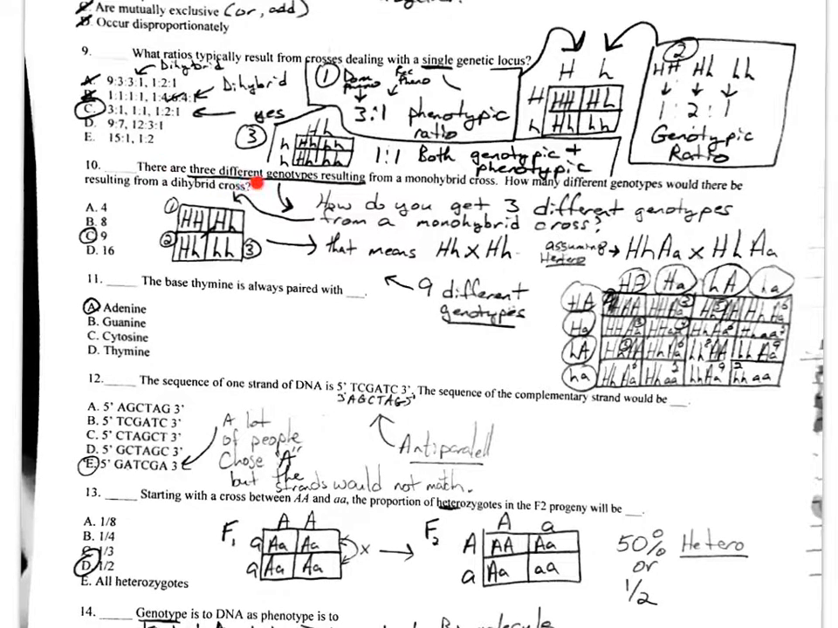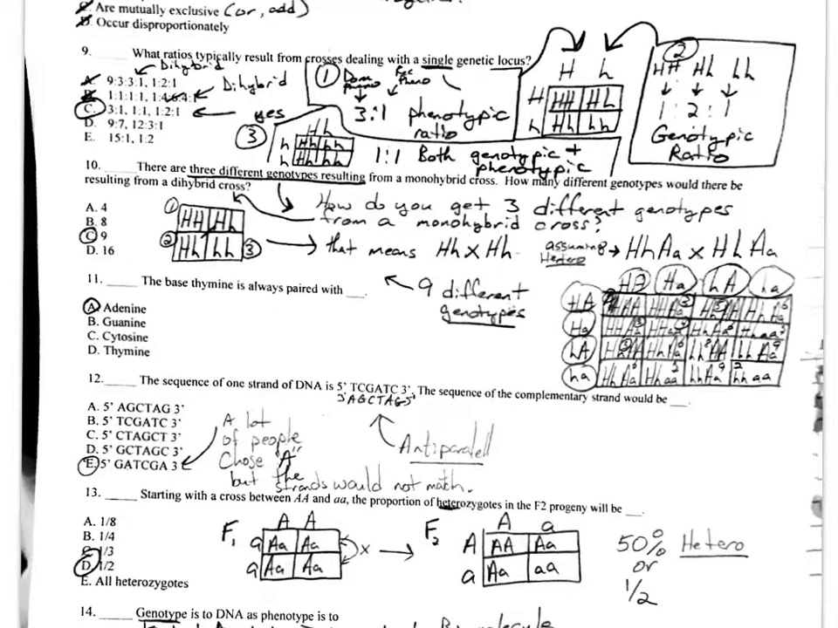All right. Are there 3 different genotypes resulting from a monohybrid cross? How many different genotypes would there be resulting in a dihybrid cross? So if you get 3 different genotypes resulting in a monohybrid cross, what that tells you is they're heterozygotes, right? How do you get 3 different genotypes? The only way is that both parents are what? Heterozygote. So if you're getting 3, you're going to assume that the parents here are heterozygotes, and so it's just a heterozygote cross, and this is where a lot of people messed up.